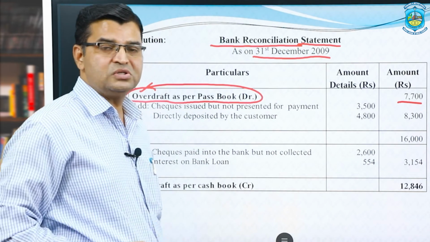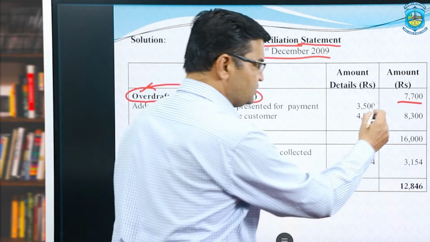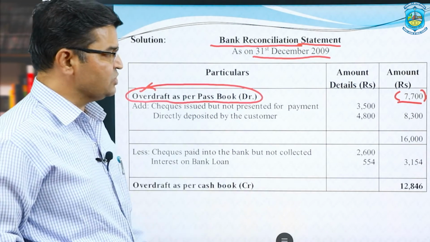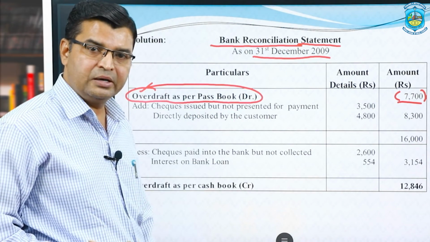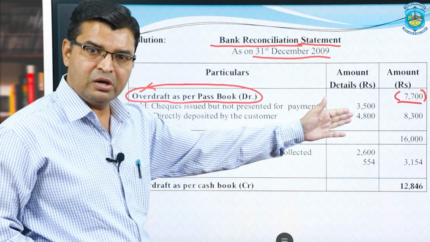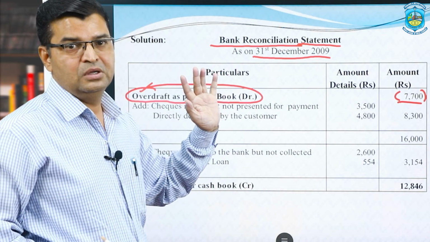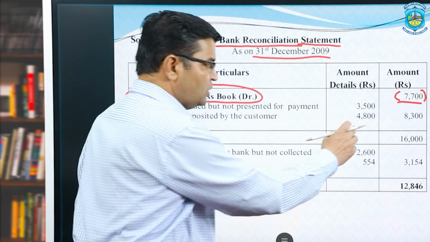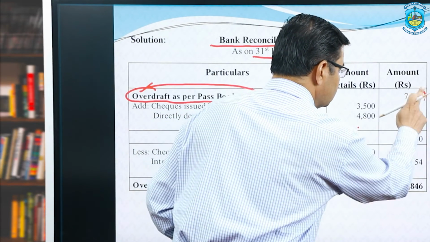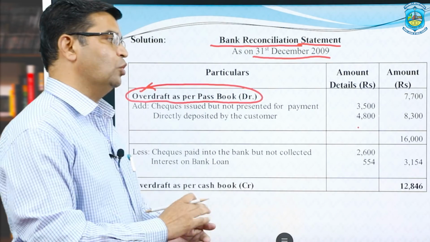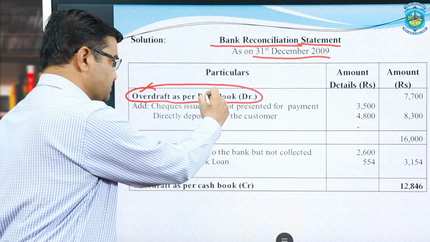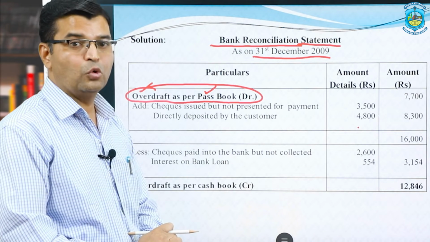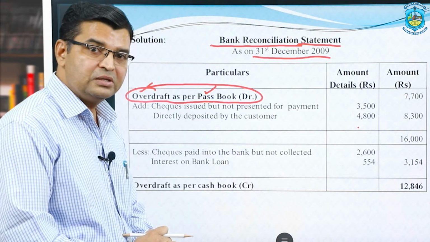Generally this 7,700 figure is always shown in brackets, but in this question it is not being shown in the brackets. It means it is being shown as a positive amount here, but this is not positive. First of all, this should always be taken into consideration as a negative amount. So actually this 7,700 rupees is the negative balance, this is overdraft from the point of view of this passbook. So the passbook is showing this 7,700 rupees worth of overdraft which has been overdrawn by the customer.